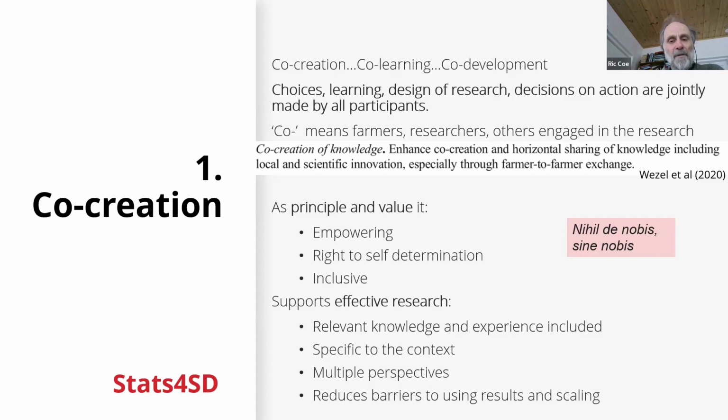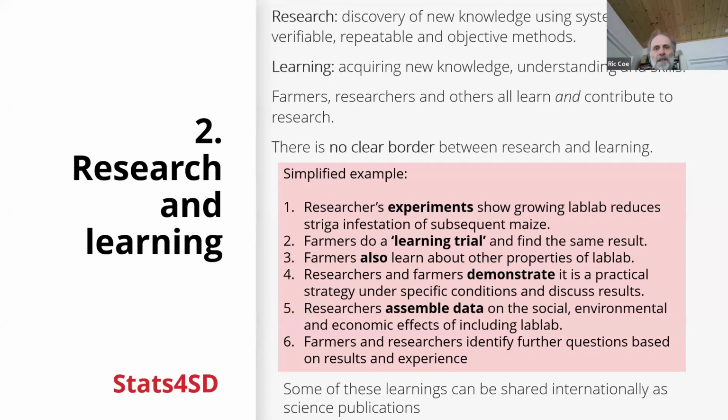Therefore, if you bring this context specificity and the views of farmers well into the design of what you're doing, you're going to reduce the barriers to using the results, having an impact, moving things to scale, and so on. So co-creation is both a basic principle, almost like a human right, and it also supports doing really effective research. The second one is on the difference or relationship between research and learning.